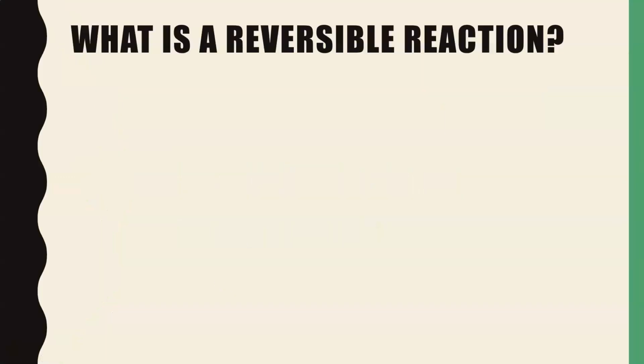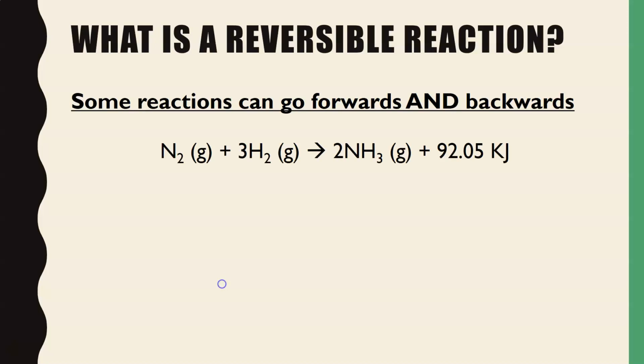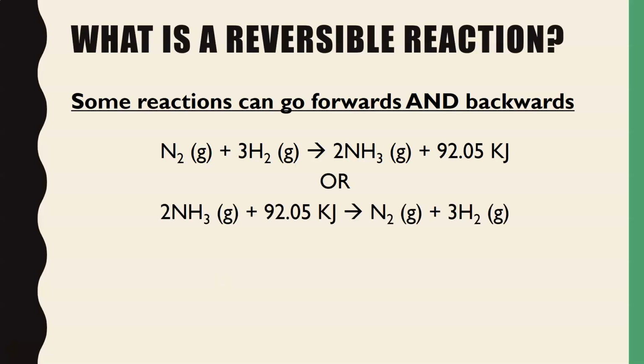So the big difference between this chapter and other chapters is that we're really going to focus on reactions that can go both directions. Normally we only think about reactions going from reactants to products. But in actuality, there are some reactions that can go backwards. We call them reversible. So for example, we could take this reaction and flip it. It could go forwards or backwards.